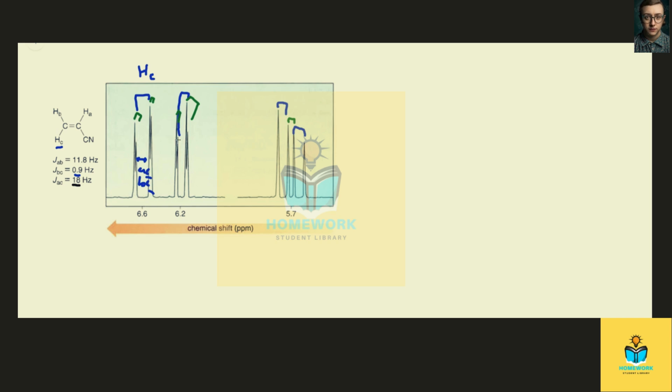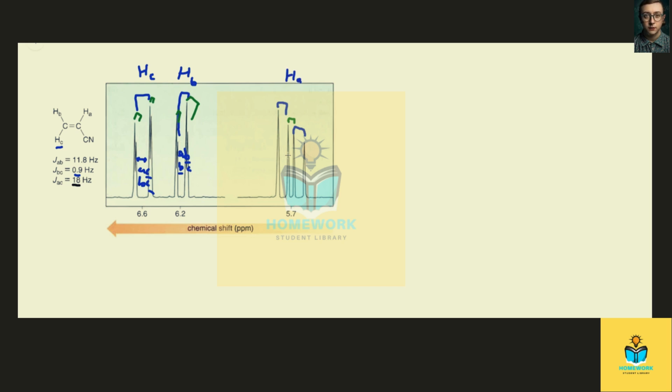Now for the middle one, we know that this middle one has a smaller gap between these 2 doublets of doublets. So that's going to be the 11.8, so that is AB. We also have, once again, a very small gap between each peak that makes up the doublet. So that's going to be the 0.9, that's going to be BC. And here, the constant in common between these two is B. So this is the HB proton, leaving us here with the HA proton.